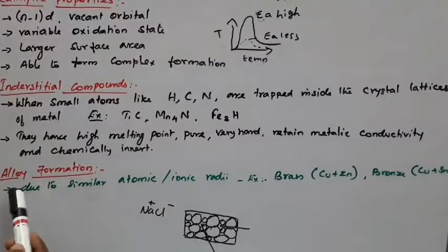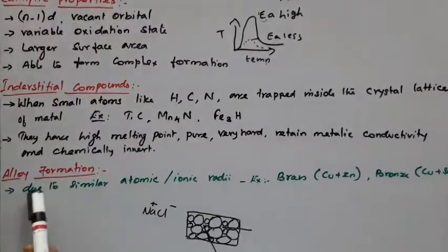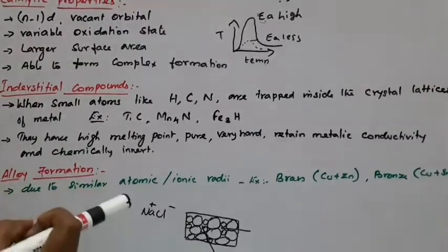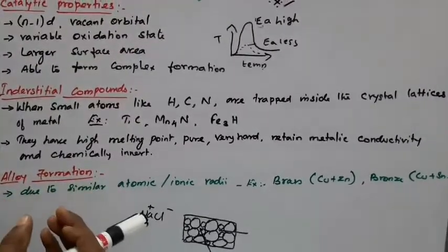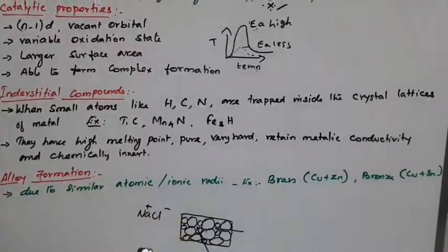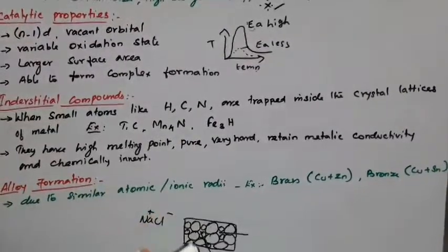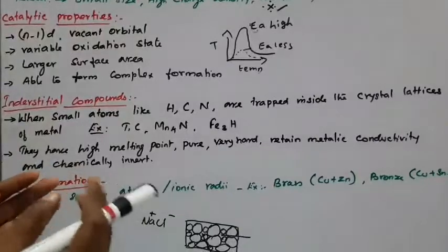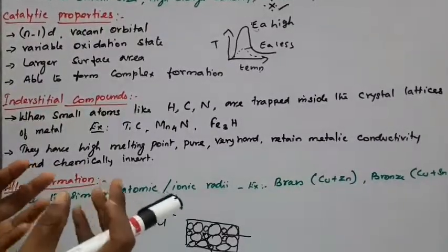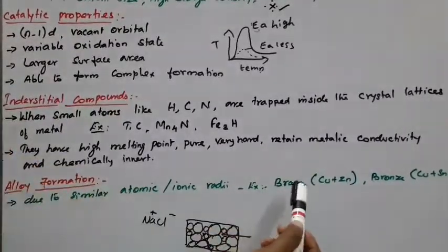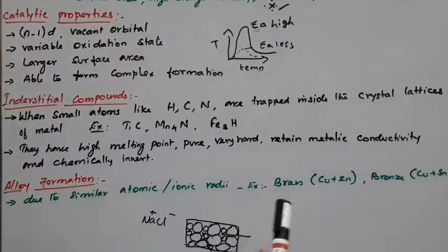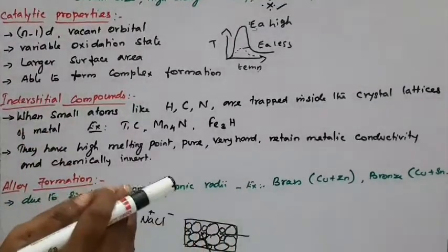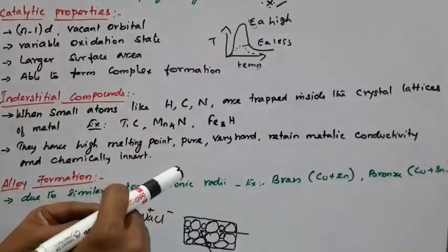Okay, right. So alloy formation: whichever the alloys, the two atoms have similar ionic radii, so there is no difference. Their ionic radii are similar for two homogeneous metals, like for example brass, which is copper and zinc. Copper's ionic radius and zinc's ionic radius are more or less similar, so they easily fit one to one.